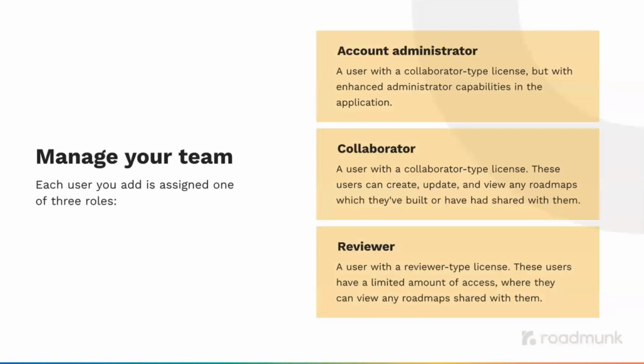In terms of managing your team, as I mentioned earlier, your role as an account admin is ensuring that your team is set up for success. You have a collaborator type license, but you have enhanced administrator capabilities within the application. A collaborator is able to create roadmaps and be owners of roadmaps. They can also be added to roadmaps for editing purposes, as well as set for view-only access. Whereas a reviewer's license is for those individuals who have view-only or read-only access, where they're able to visualize a roadmap they've been added to, as well as comment on it.